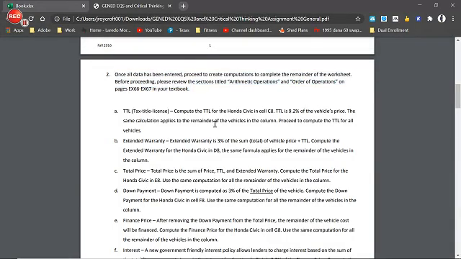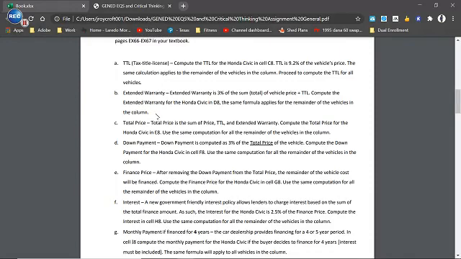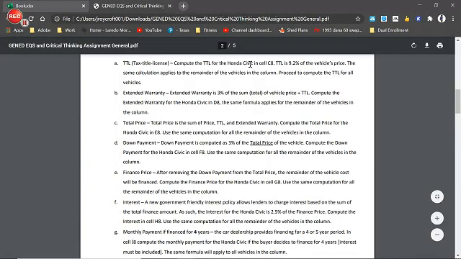The instructions are not really going to give us exactly what we need to do as far as how to get the formulas, the calculations, guys. So we have to think a little bit ourselves. It's not like the book where it actually gave us the whole thing. The first column we're going to do is the tax title and license. Compute the tax title and license for the Honda Civic in cell C8. Tax title is 9.2% of the vehicle price, and it says the same calculation applies to the remainder of the vehicles. So 9.2% of the vehicle price.